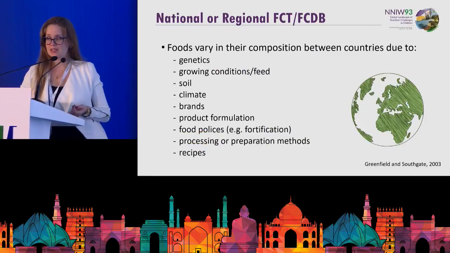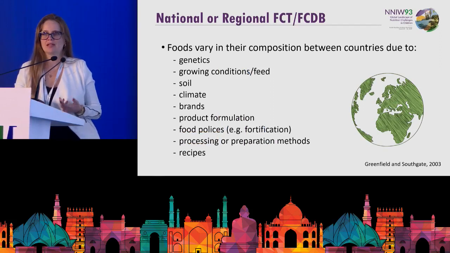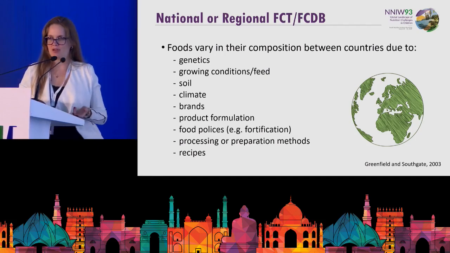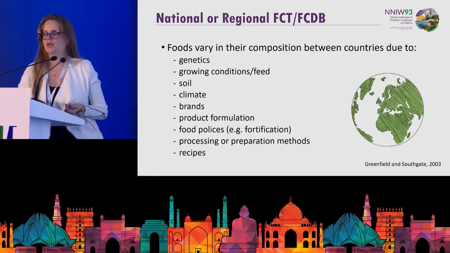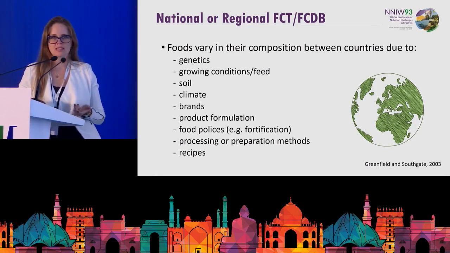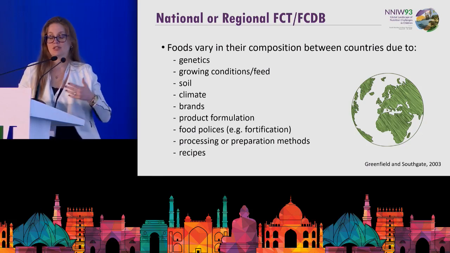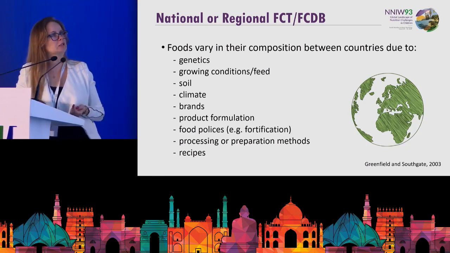Due to this importance, it's really recommended that food composition tables should be set at national or at least regional levels, since the nutrient content in foods varies between countries due to a lot of factors, like genetics, growing conditions, the soil, the climate, different brands, the product formulation, food policies like certification rules, processing and preparation methods, and also the type of preparations, the recipes that are consumed in a country.